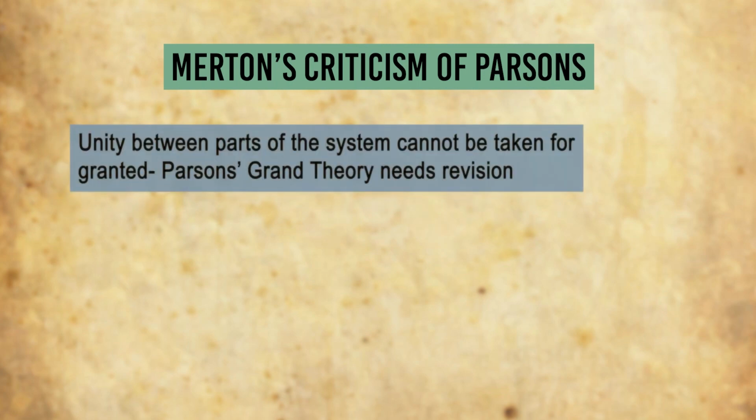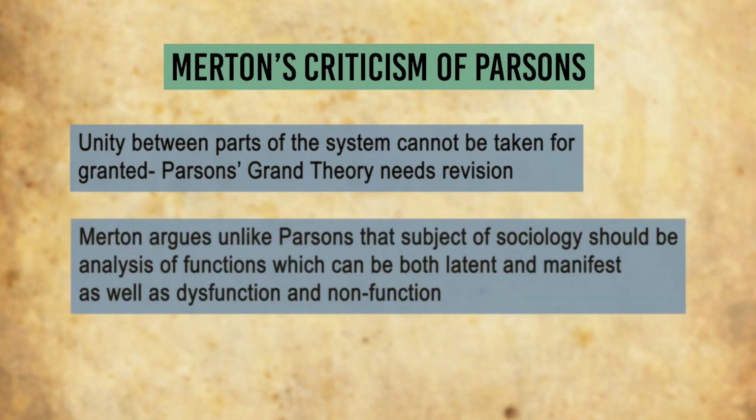Merton said, unity between the parts of the system cannot be taken for granted. It is there, but you cannot take it for granted. So, this grand theory of Parsons needs revision. It may not need complete change, but it needs revision. Merton argued, unlike Parsons, that the subject of sociology should be analysis of functions which can be both latent and manifest, as well as a negative function.